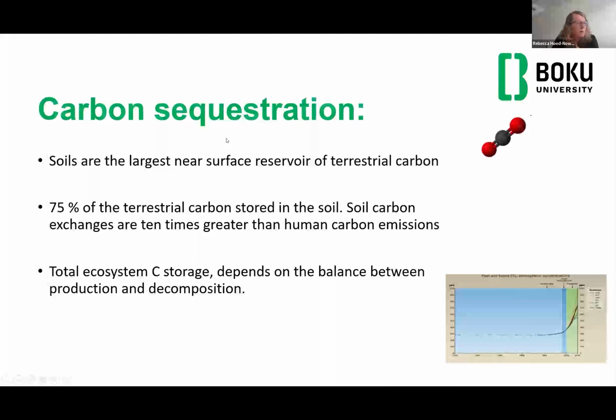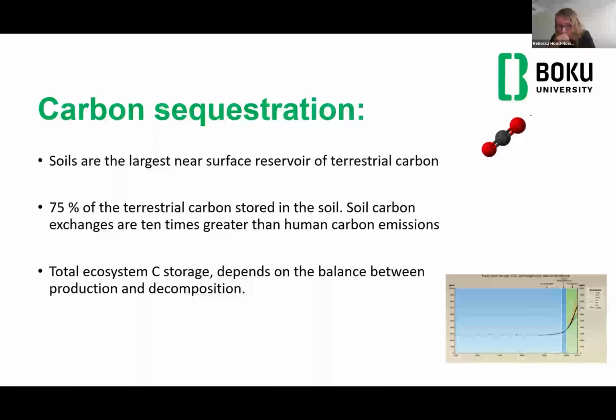The next part we're going to talk about is carbon sequestration. Soils are the largest near-surface reservoir of terrestrial carbon. In fact, soils have more carbon in them than the above-ground biomass: 75%, so 3/4 is stored in the soil.